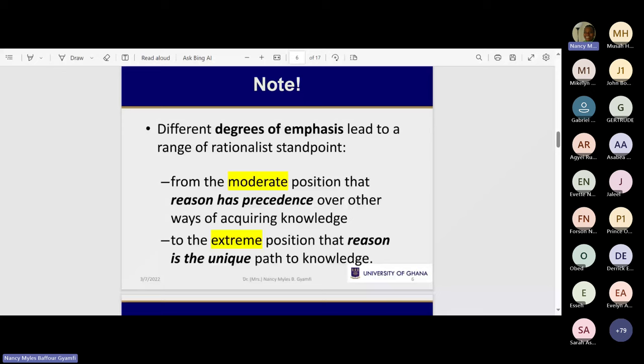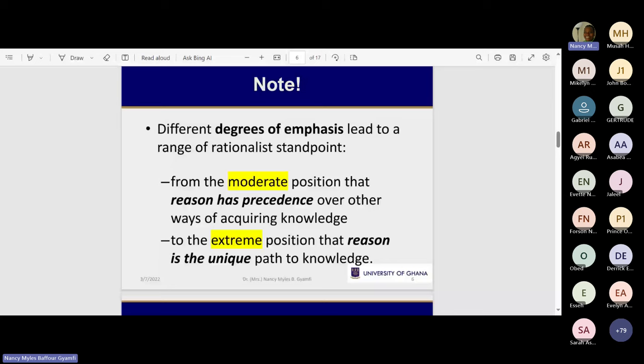Now, when we come to our talk about rationalism and empiricism, watch on your screen. Depending on the degree of emphasis, we are able to tell whether this is an extremist, staunch rationalist position, or the one that we can say is rationalist, but the type that is liberal. It means it's accommodating of so much that you would have thought is empirical. One of them is when one gives reason precedence over the others.